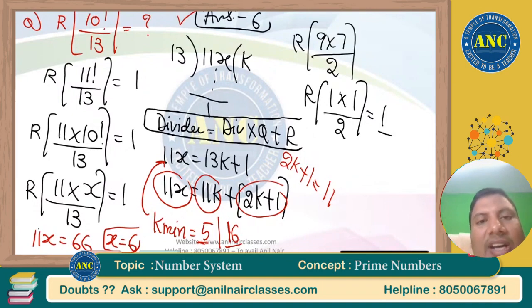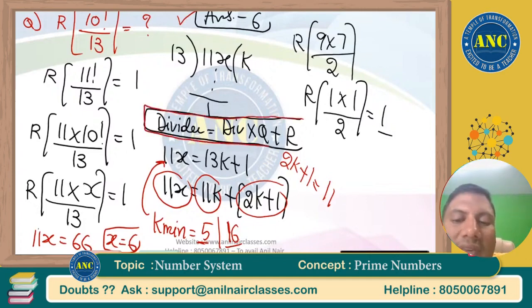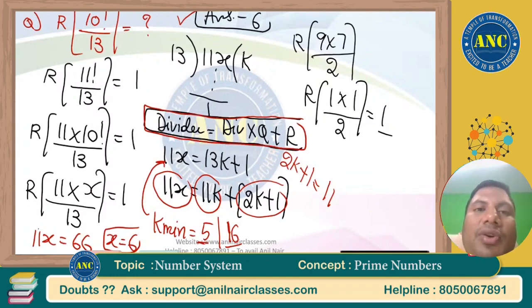Suppose I take 16: 13 sixteens are 208, plus 1 is 209, and x I got is 19. When you divide a number by 13, you will not get the remainder 19. 19 divided by 13, 13 ones are 13, and the answer is 6. I hope the idea is clear. Dividend equals divisor into quotient plus remainder. Take the lowest value or the highest value, the answer will still be the same. 11x is 11k plus 2k plus 1, divisible by 11, k is 5, 11x is 66, and x is 6.